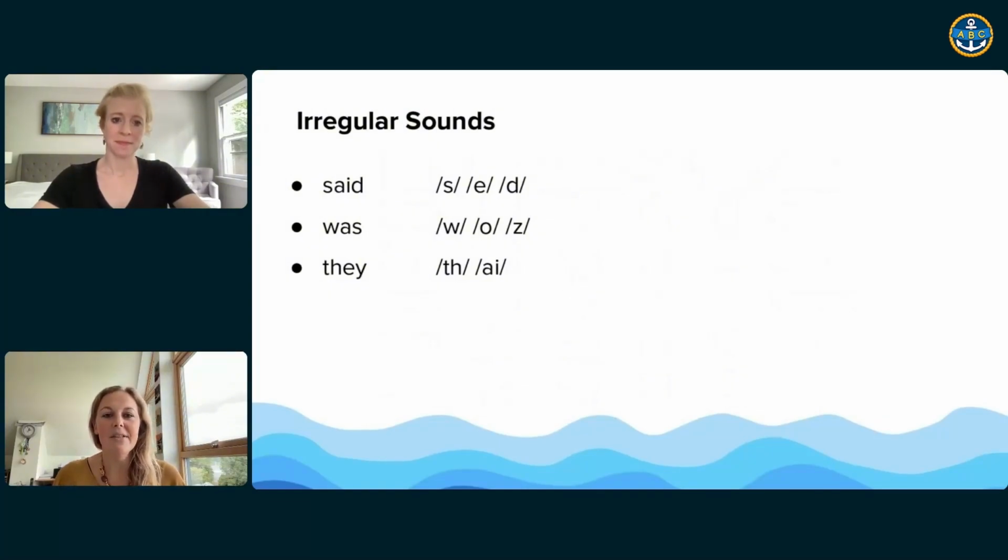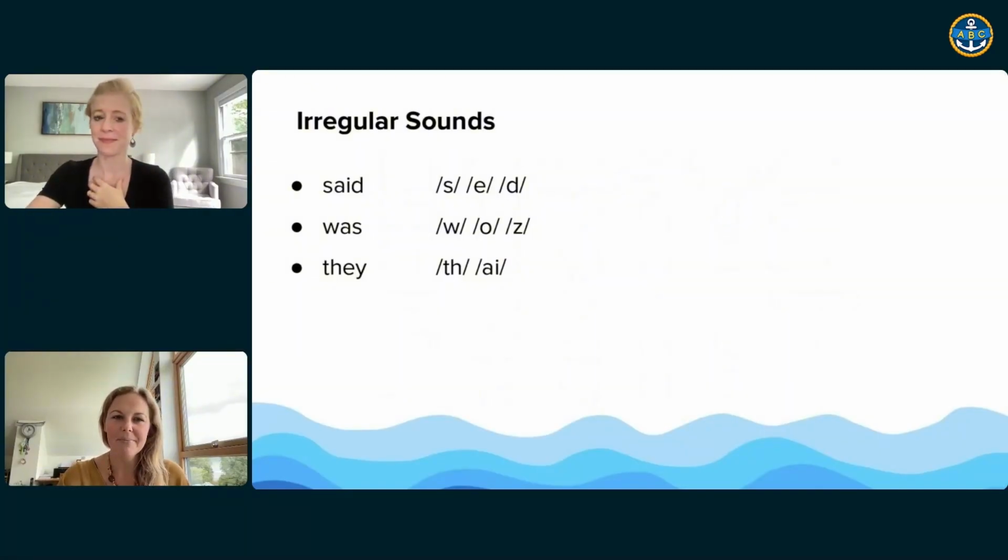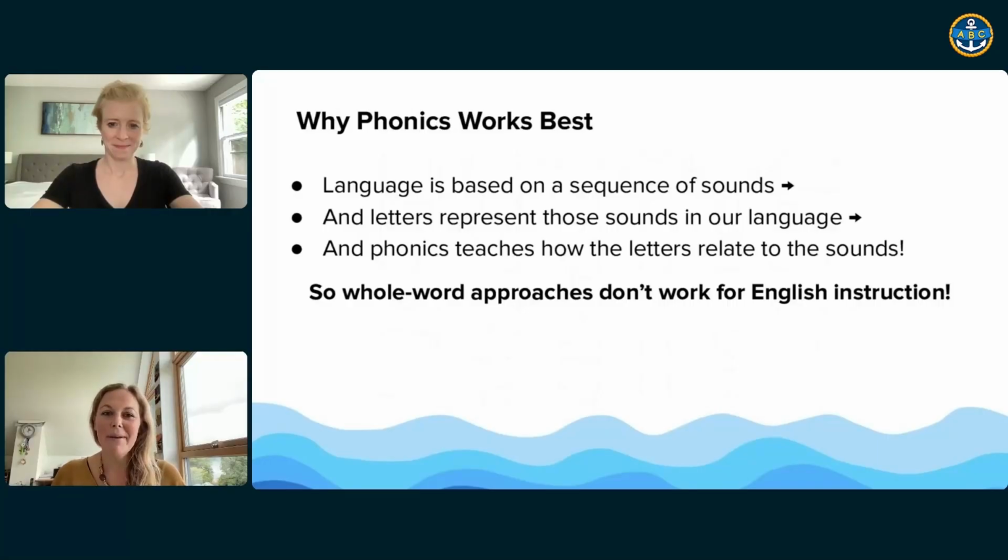In the final session of this course, we will show you a really cool way of teaching children to read the tricky words using what we call trainertext. That works like magic for those irregular words. But in the meantime, just know that every word can be segmented and blended, and that is a key principle of phonics. And that is why phonics works better than any other methodology to teach reading.